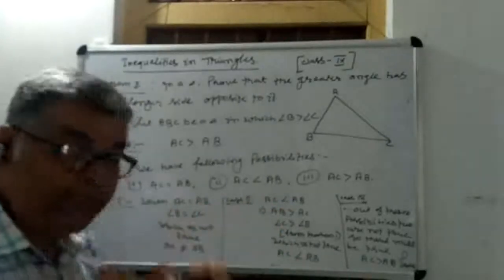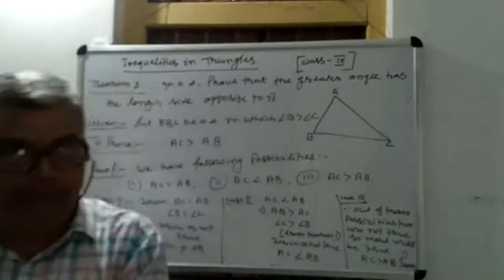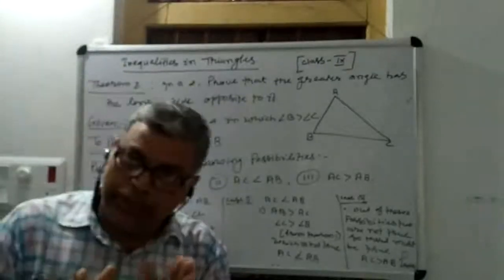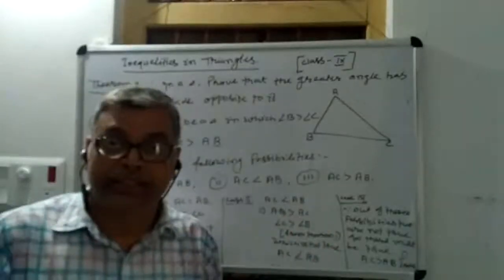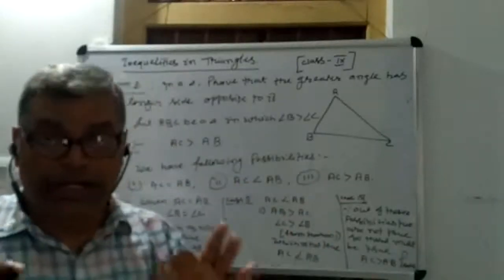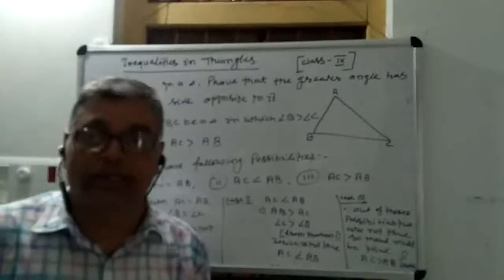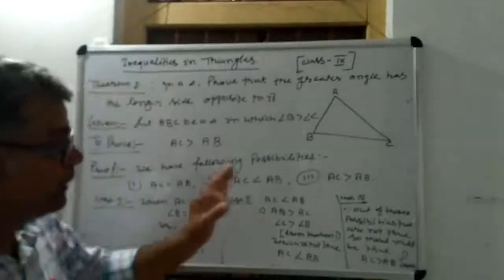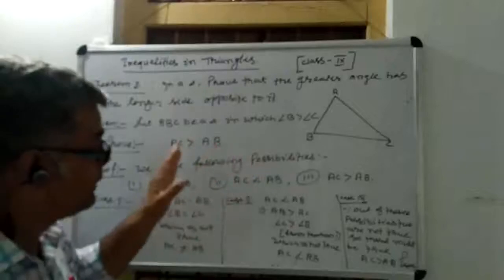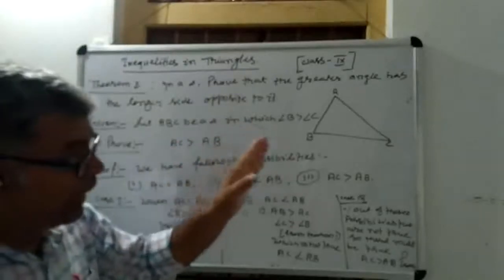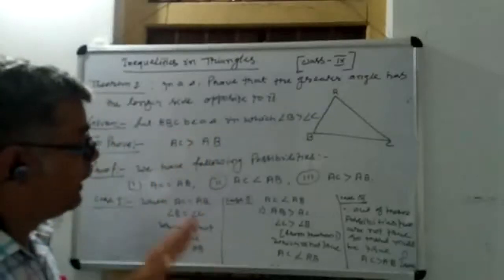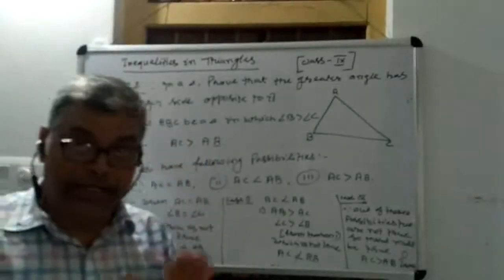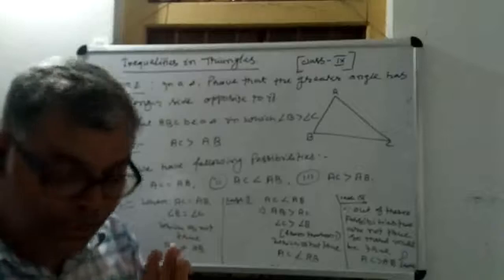Now out of three possibilities, two possibilities proved wrong. So it is now obvious that our third possibility must be true, and hence from this contradiction method we prove that this theorem, that the side opposite to the larger angle is larger, and hence the property proved.